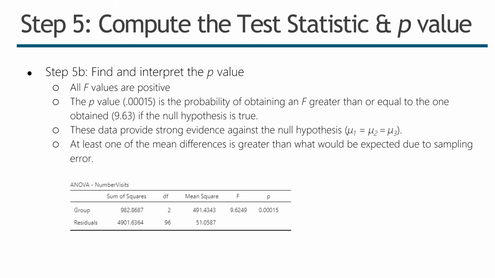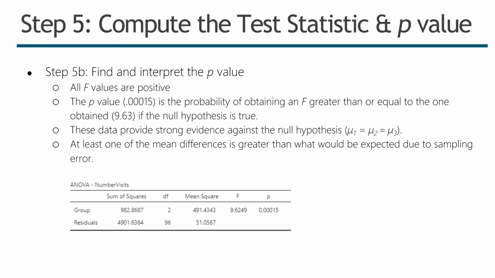Our null was that all three means were equivalent. And so this is telling us that, well, that's probably not true. There seems to be at least one difference in there between the means, or maybe more than one difference, that's larger than what would be expected due to sampling error. And so we need to do some further tests in order to investigate this in a bit more detail.